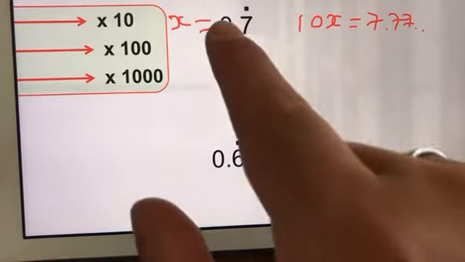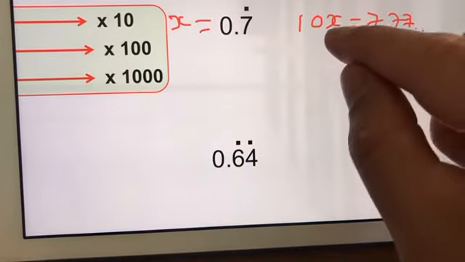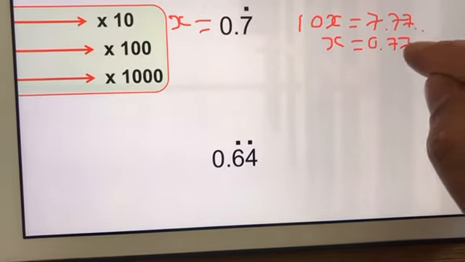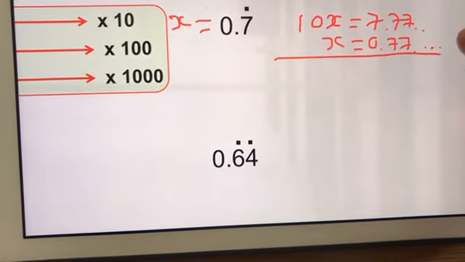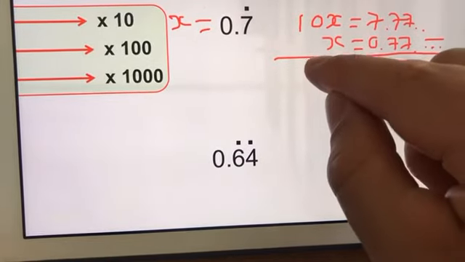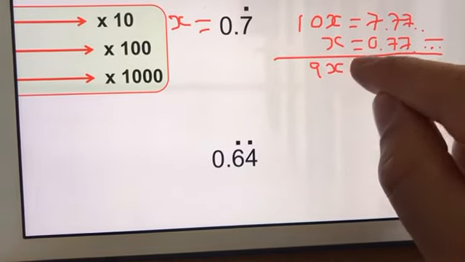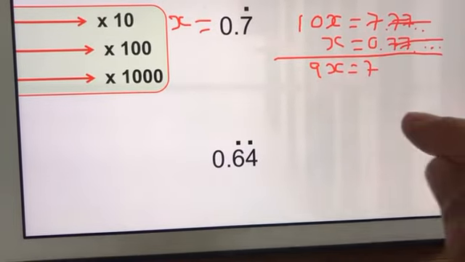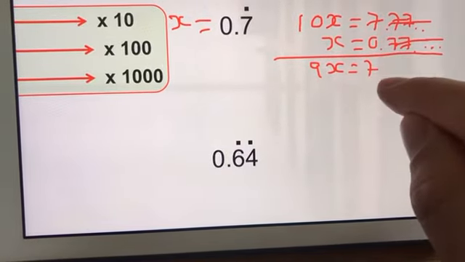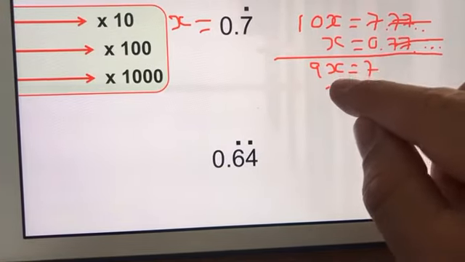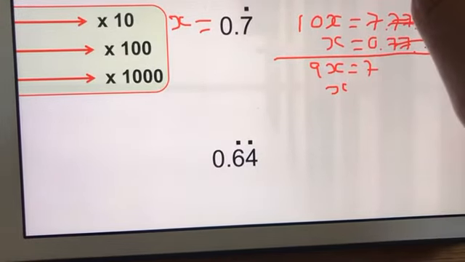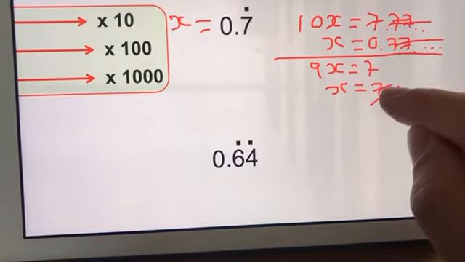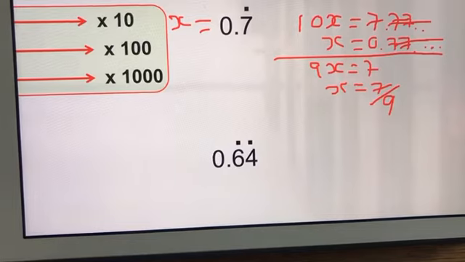Then I'm going to use the one I've got from the question. I'm going to write that underneath. x equals 0.77 going on all day. Then I'm going to take them away from each other to get 10x take away 1x is 9x. 7 take away 0 is 7. Recurring digits cancel each other out. 9x equals 7. If I divide through by 9, I end up with x equals 7 over 9, and that won't get any simpler, so that's your final answer on that one.